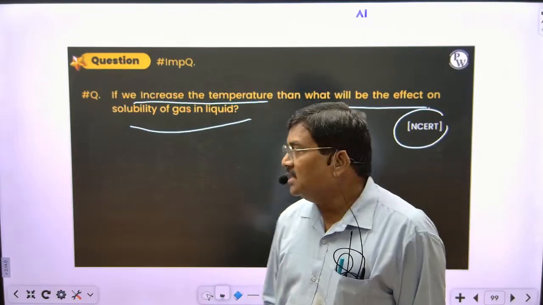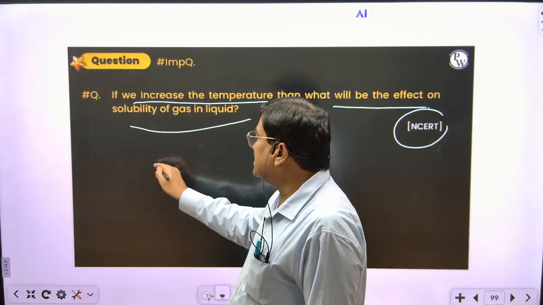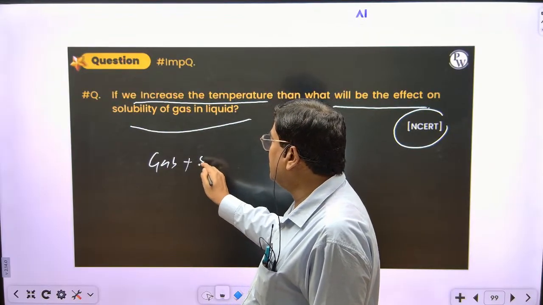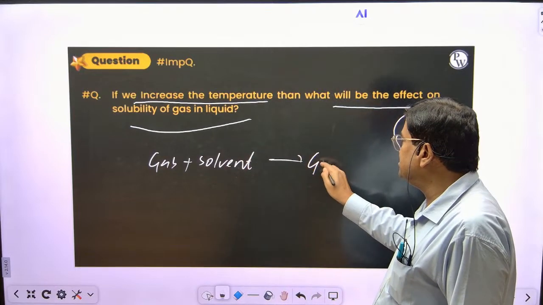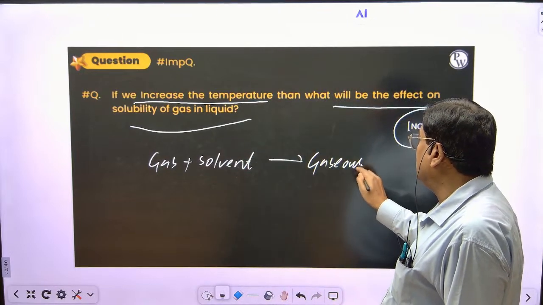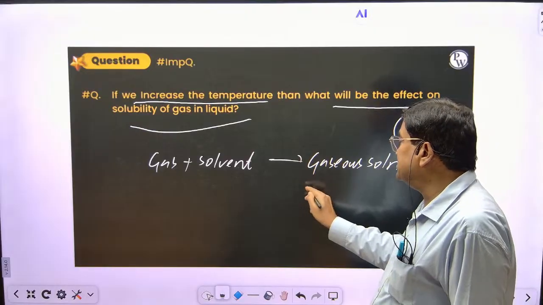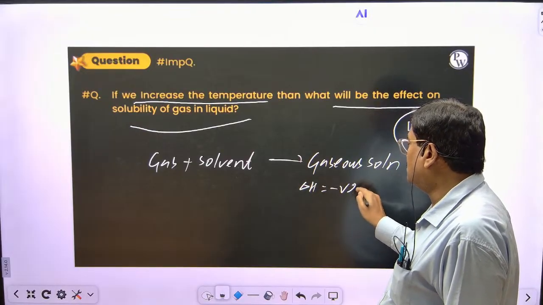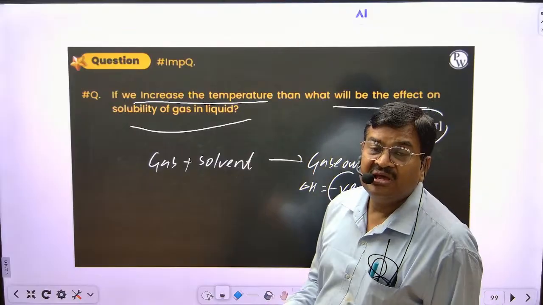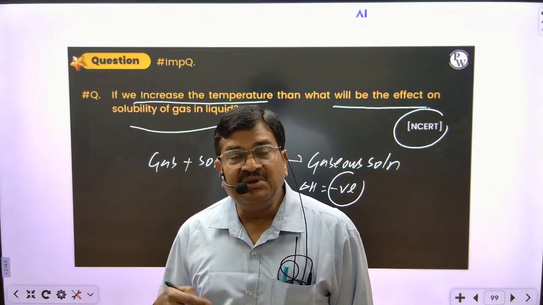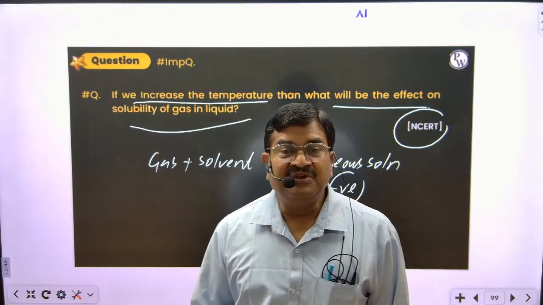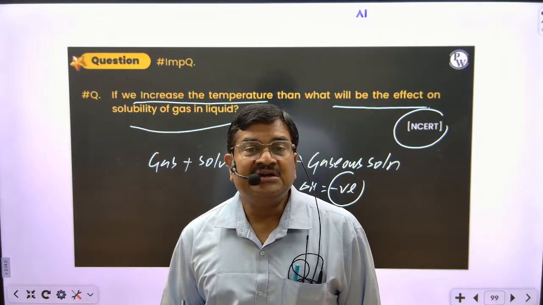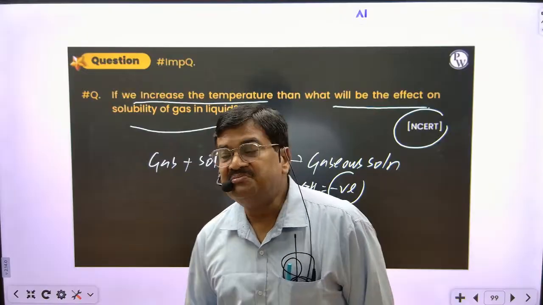Recollect. Is the dissolution of a gas in a solvent exothermic or endothermic, students? When you are dissolving a gas in water, just now we discussed, the enthalpy of solution is exo or endo? It is exothermic. So as it is exothermic, with increase in temperature, the solubility of the gas decreases. That's why in NCERT, aquatic life will be more comfortable in cold temperature than in warm temperature.